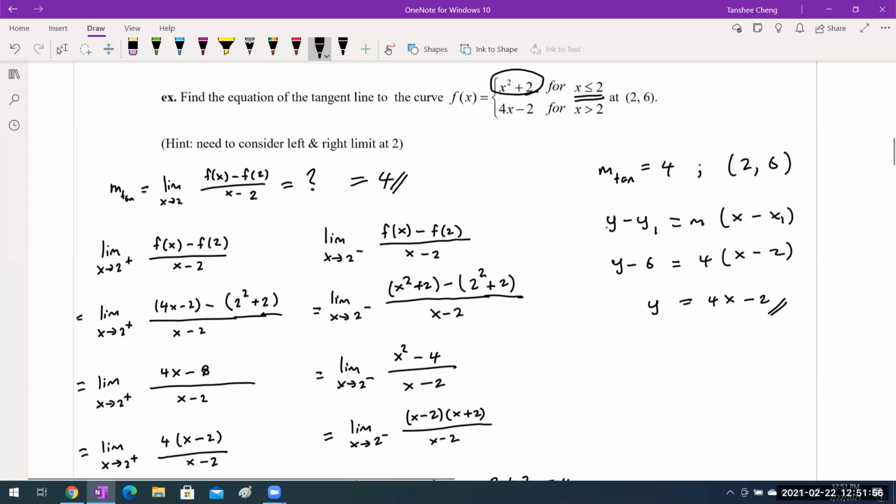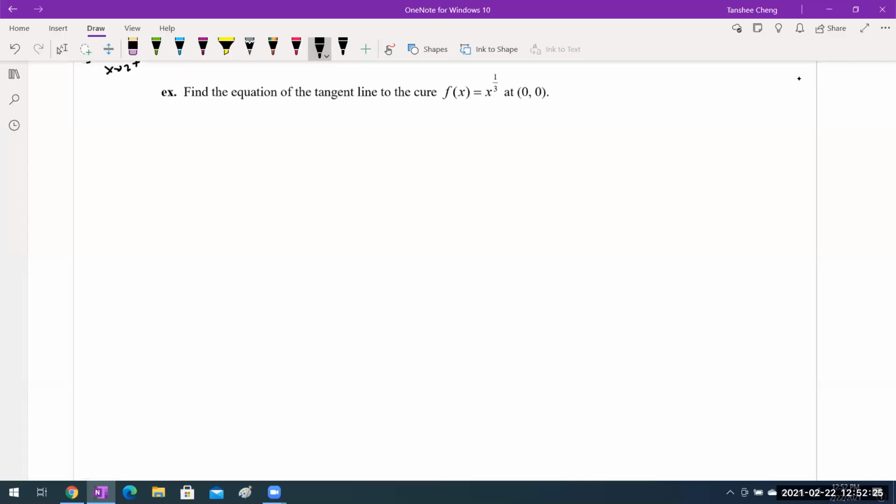Now, let's take a look at the next example. So this time, we want to find the equation of the tangent line to the curve of cube root of x at the origin, (0, 0). So when I find the slope of the tangent line, that will be what? The limit as x approaches a. In this case, my a is 0. Okay? For the function, f of x minus f of 0 all over x minus 0.